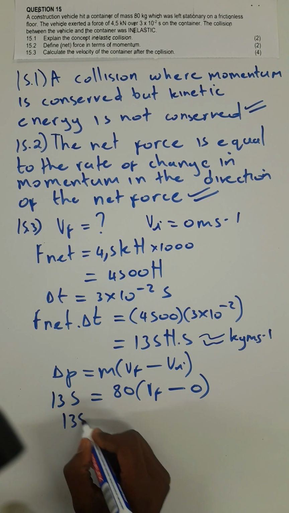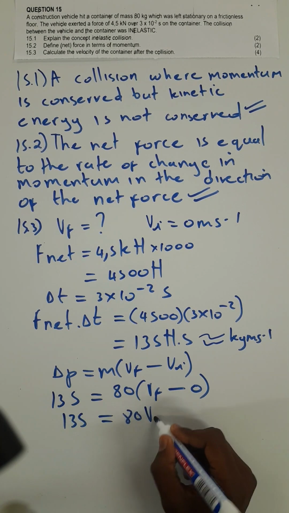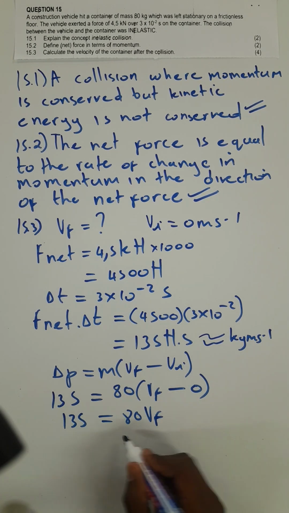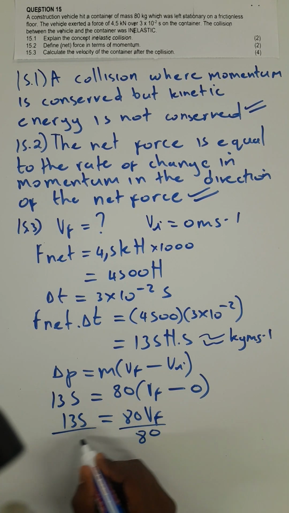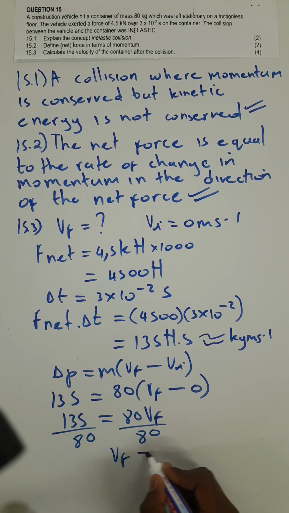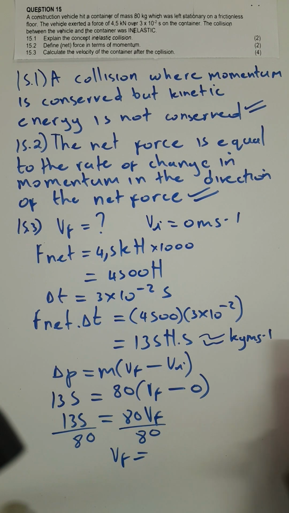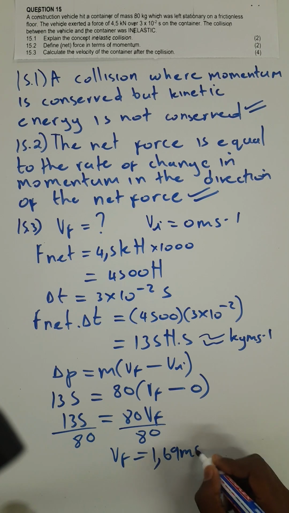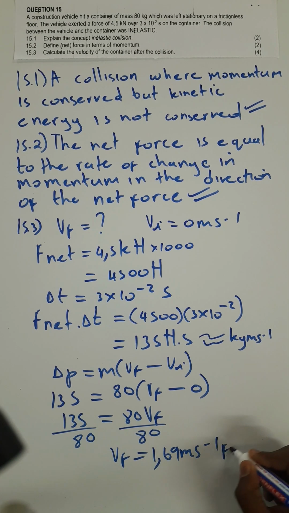So we have 135 equal to 80 mass times final velocity, Vf minus 0 is simply Vf. So divide here by 80, divide here by 80, and the final velocity is going to be 135 divided by 80, giving us 1.69 meters per second forward, in the direction of the force. Right. So for this one, we have 4 marks.